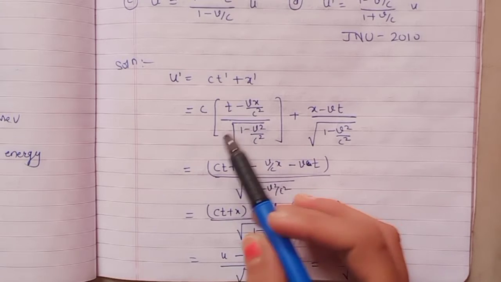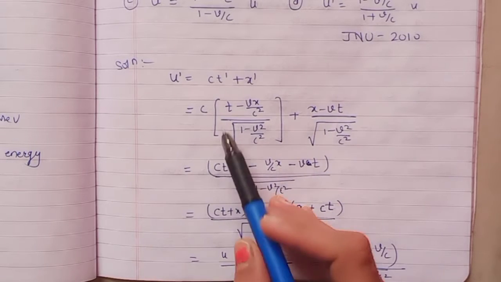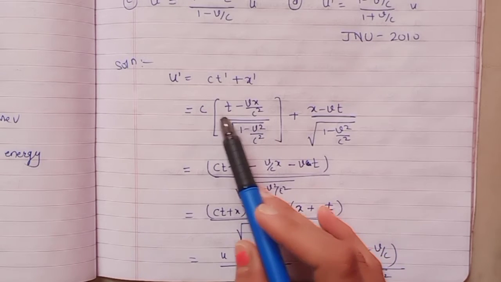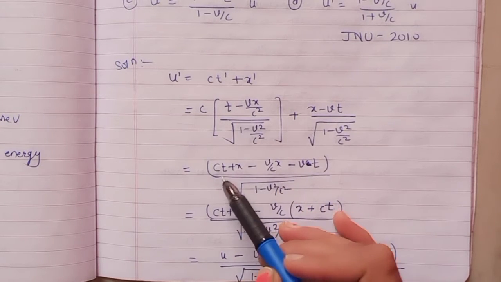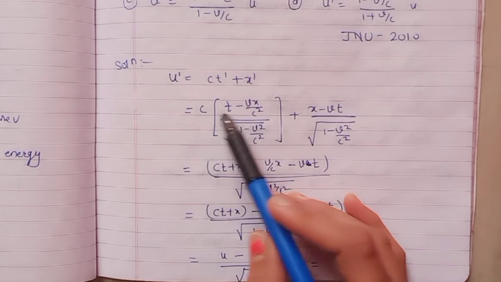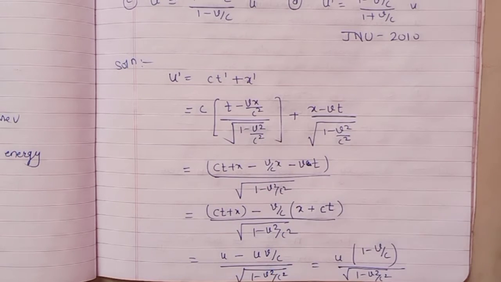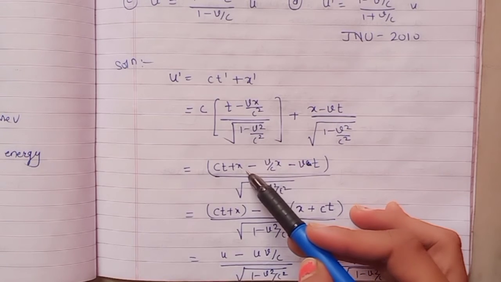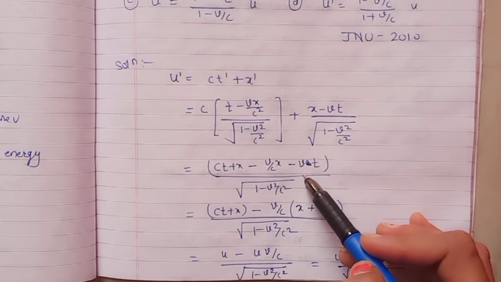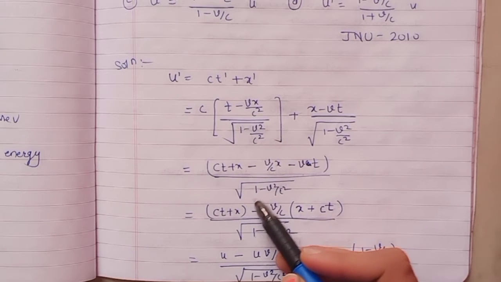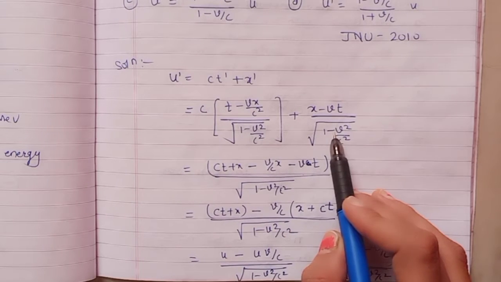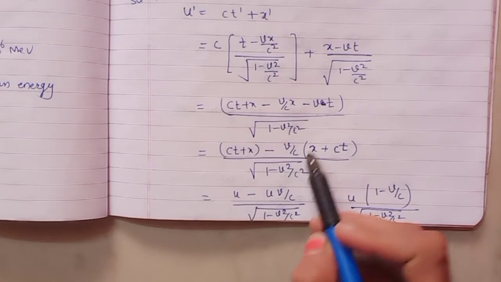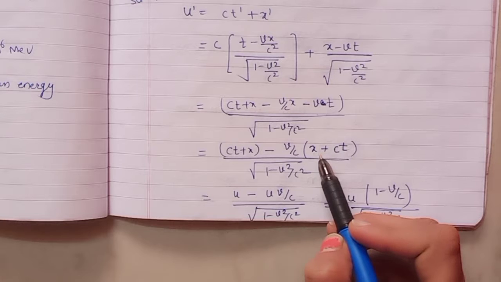Then I have just simply solved the bracket. So c into t, that is ct, c into x, that is ct, and one c will get cancelled, and you will get v by c into x. Then this x I have written over here, and minus vt, upon root of 1 minus v square by c square, because it is common. So we will get ct plus x minus v by c; taking it common, inside the bracket it will be x plus ct.